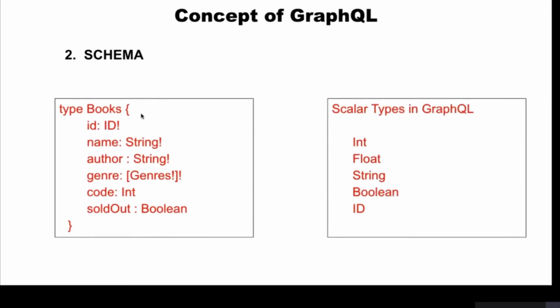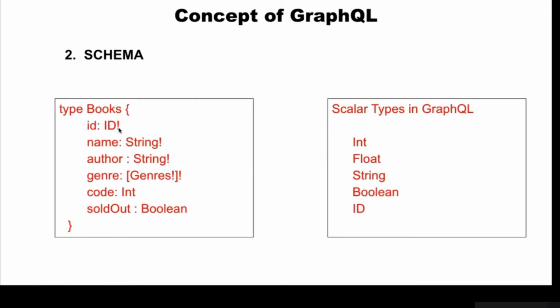Here's another concept of GraphQL, which is a schema. Schema is a representation of object type. It represents the kind of object you fetch from your server or your service and what fields it has. So here is the type named Book, which is an object, and the items on this object are the names of the fields we want the object to have. So here it means that a book has an ID, a name, an author, a genre, a code, and a book also has a sold out value.